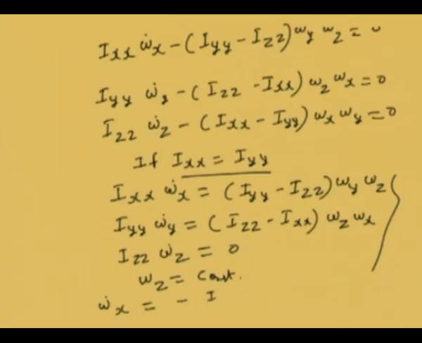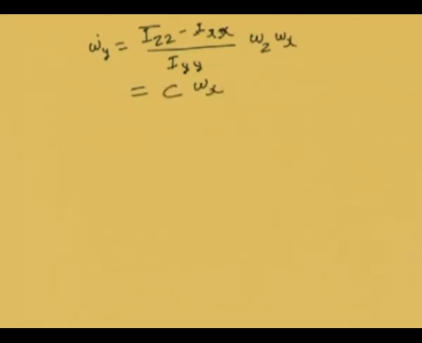minus (Izz minus Iyy) over Ixx omega y omega z, which is equal to minus c omega y, and similarly omega dot y will be equal to (Izz minus Ixx) over Iyy omega z omega x, and this is equal to c times omega x.